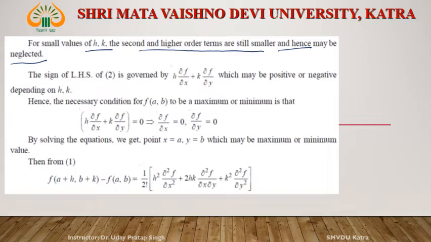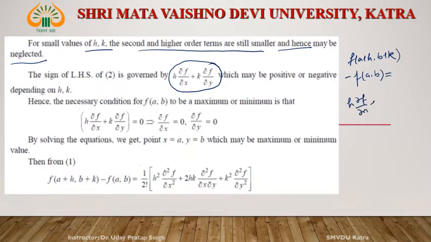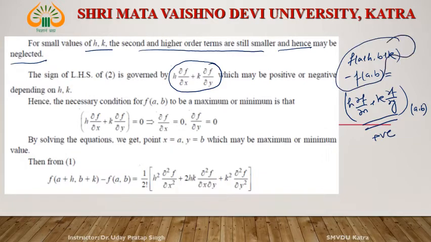LHS of second equation, right hand side says that f of a plus h and b plus k minus f of ab is equal to h dou f by dou x plus k dou f by dou y at the point ab. Okay, then if this is positive, then this thing is positive. If this is negative, then this is negative.